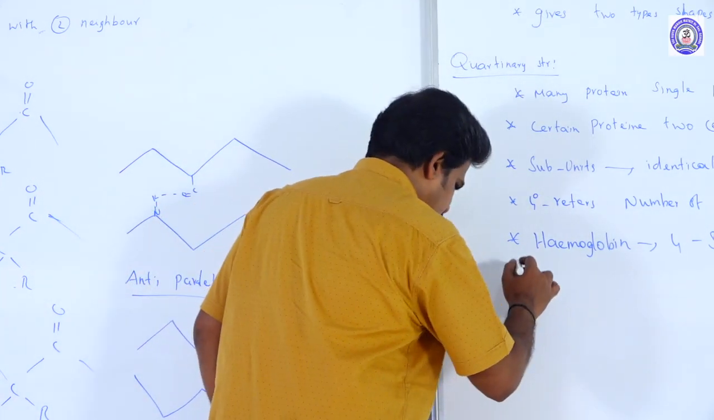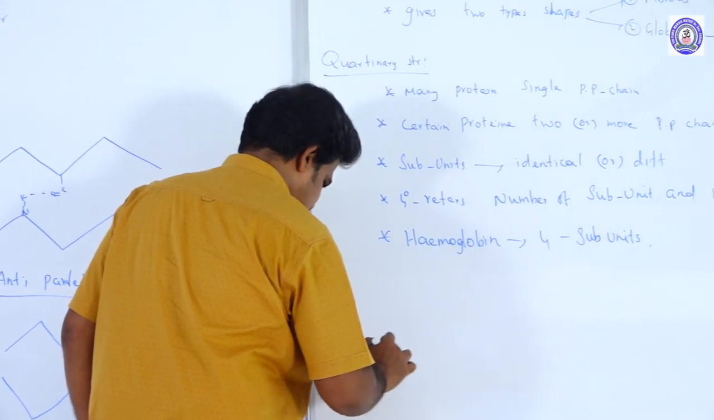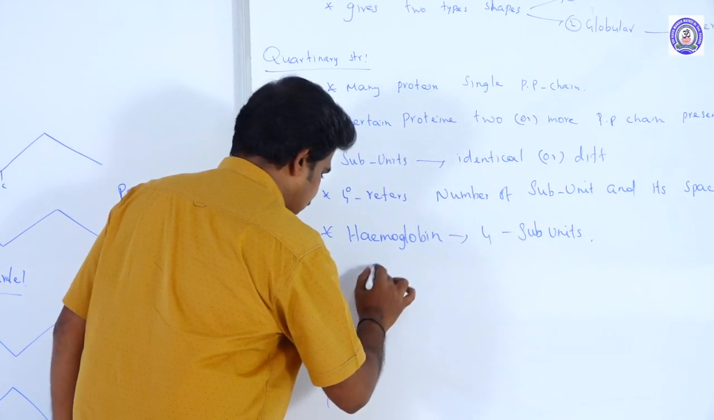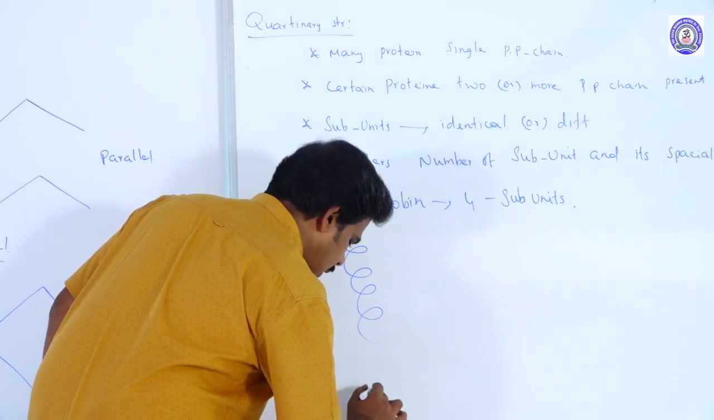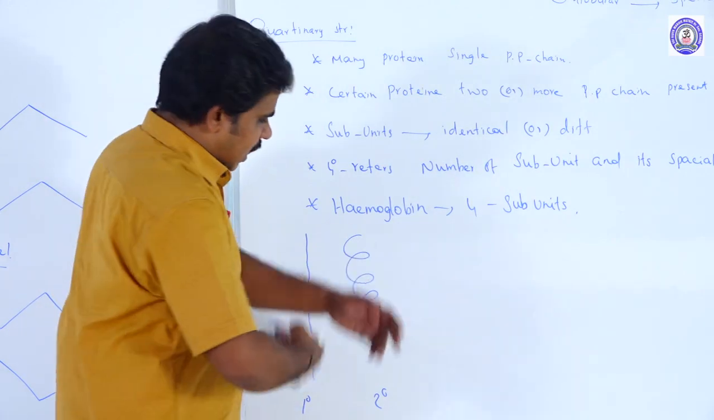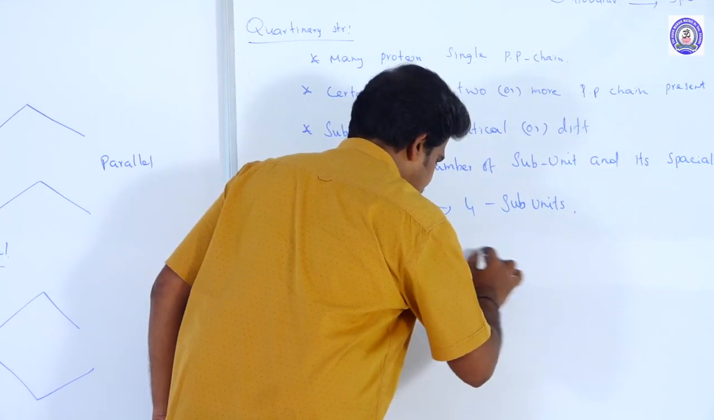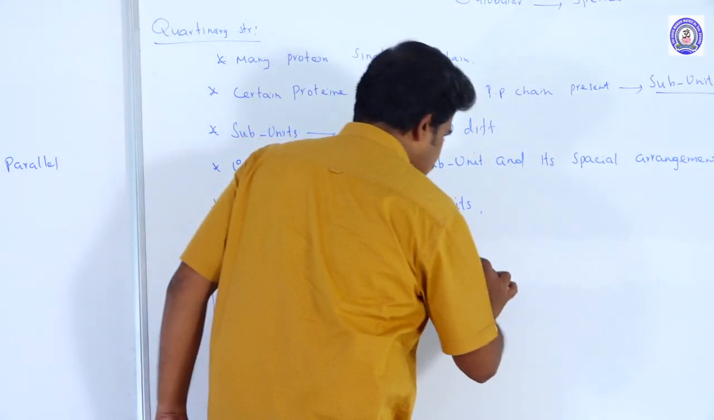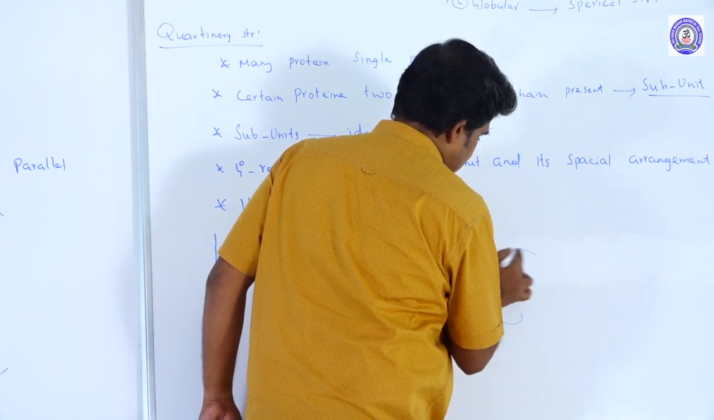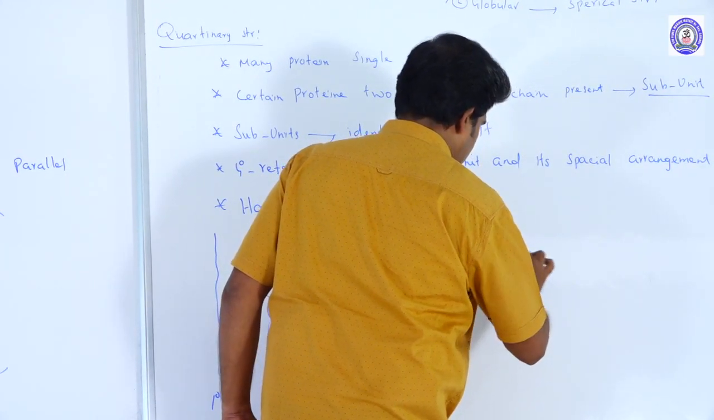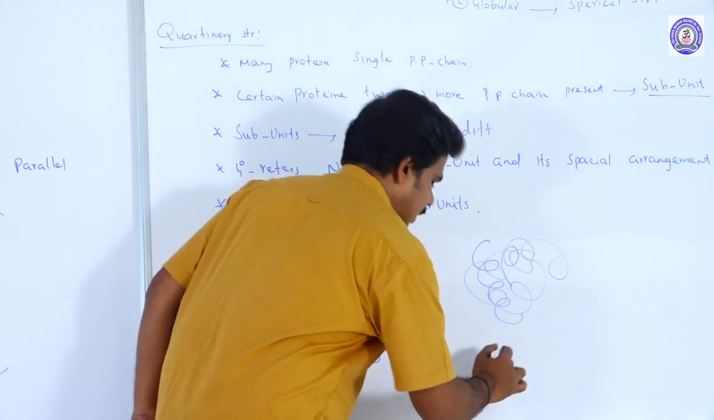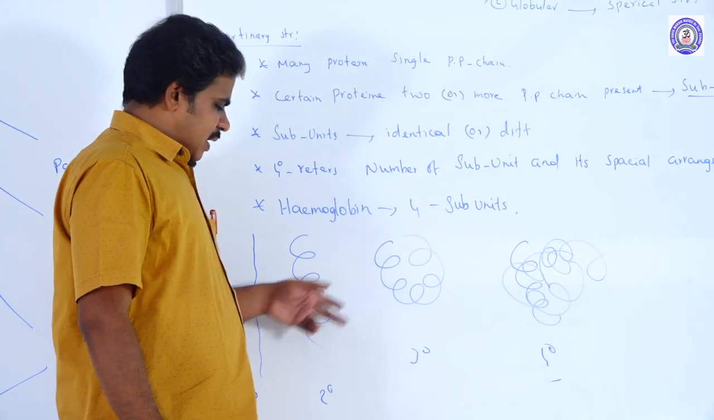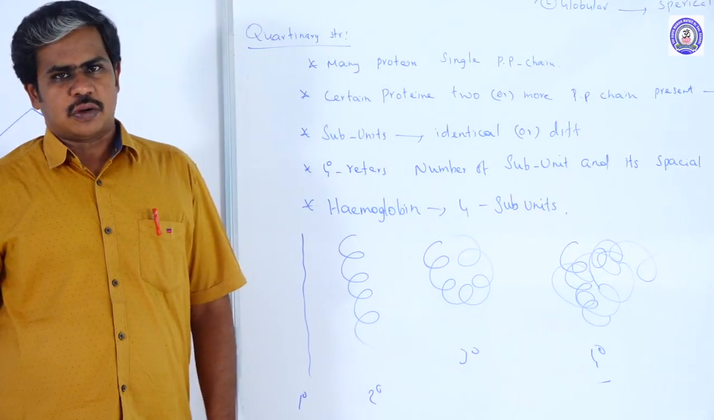Suppose we take the primary structure. If it is primary, then it will be coiled, a normal coil, and that is secondary. Then it will get folded, and then it is a tertiary structure. And with more subunits, here one subunit, and here one subunit, and one more subunit, like this, then it is the quaternary structure. So these are the primary, secondary and tertiary structures of proteins.